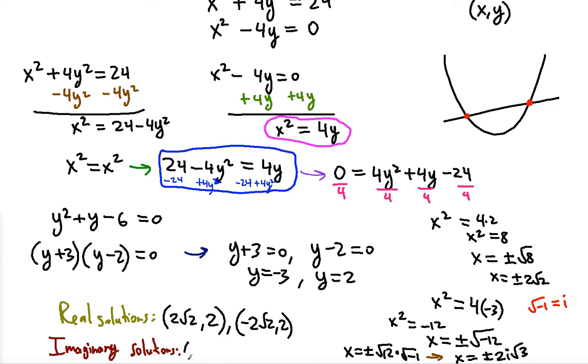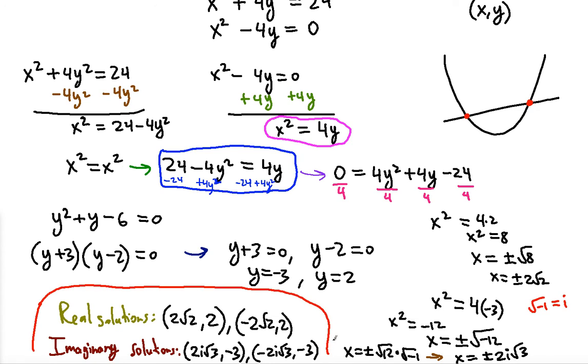So now, how do we write that? We write that, so when 2i radical 3, the y value tested was negative 3, right? So it's minus 3. And the second one is minus 2i radical 3, and also the same y value, minus 3, that we tested. Right? So these are your respective answers, the real solutions and imaginary solutions.